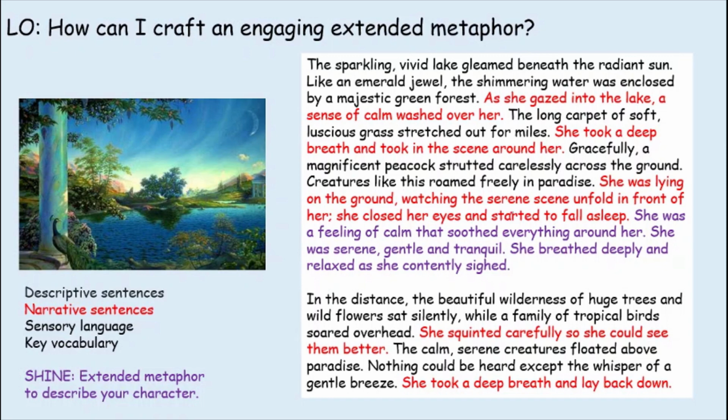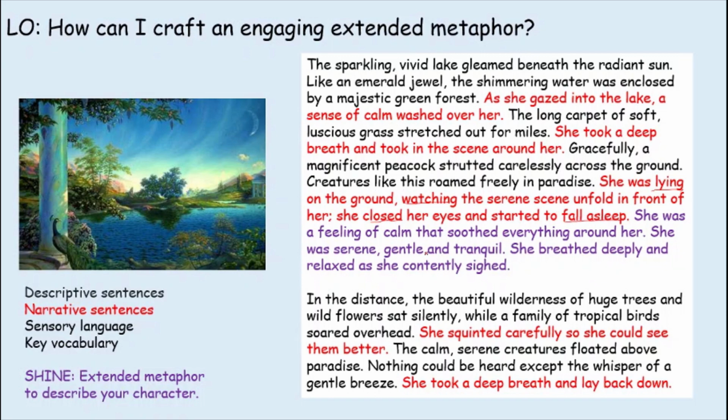Now more narration, breaking it up again. She was lying on the ground, watching the serene scene unfold in front of her. She closed her eyes and started to fall asleep. So you can see I've used those verbs that I thought of earlier to put into my narrative description. So lying, watching, closed her eyes, and fall asleep.